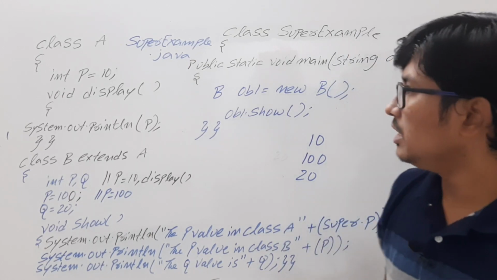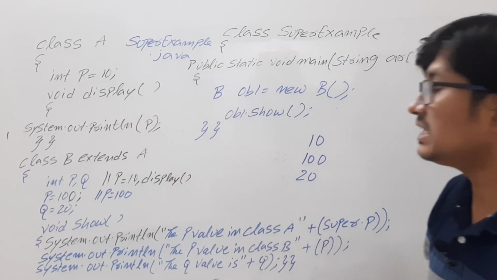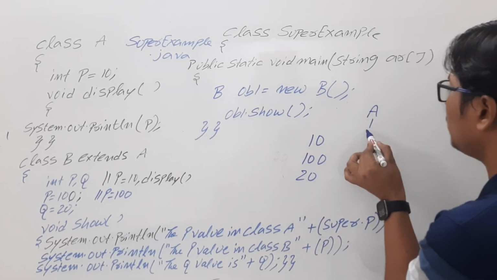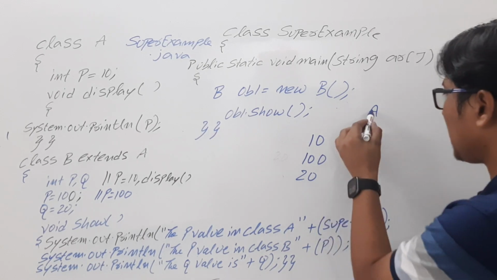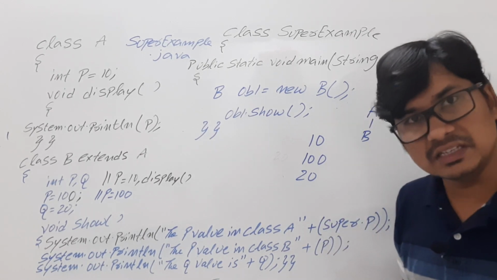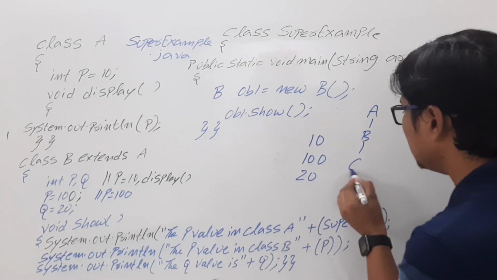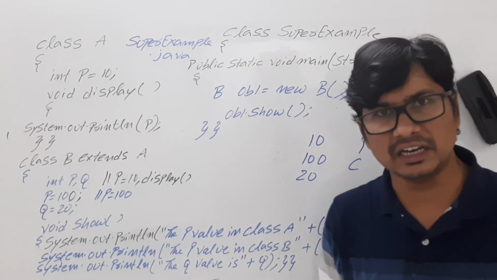Is it clear? If it is a multi-level inheritance, look at here, whatever we are discussing is a single level inheritance. Like you have a class A and class B. Class B is the child class, class A is the parent class. But let's take that I have the multi-level inheritance. You know that multi-level inheritance.